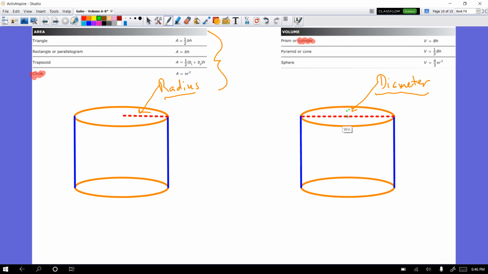So whenever you have a diameter, just cut it in half. If it were 10, now the radius is 5. This is the formula you have to deal with. You cannot use a diameter in that formula. Just cut it in half and you have the radius. Other than that, this is the height, good to go.